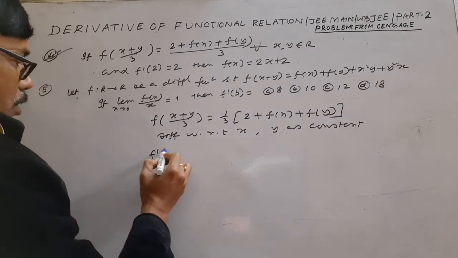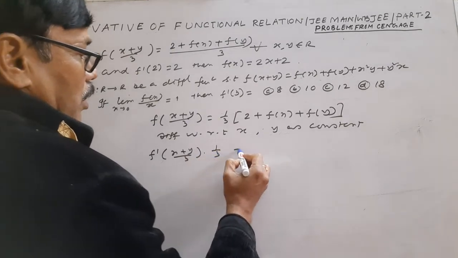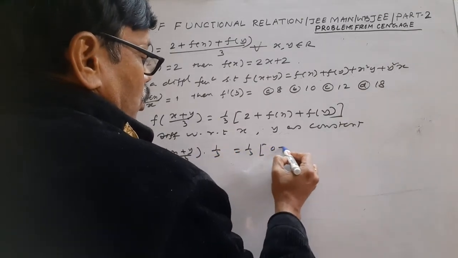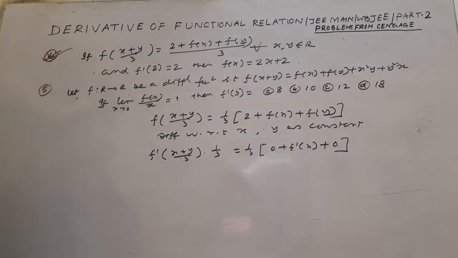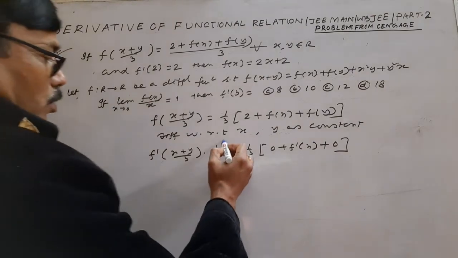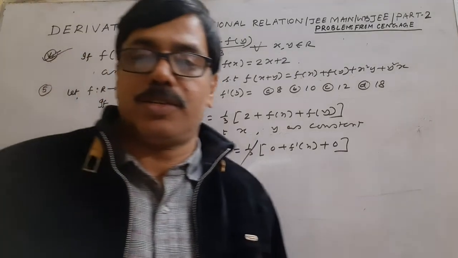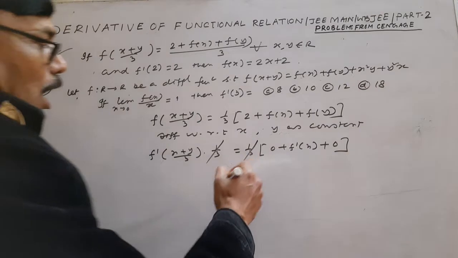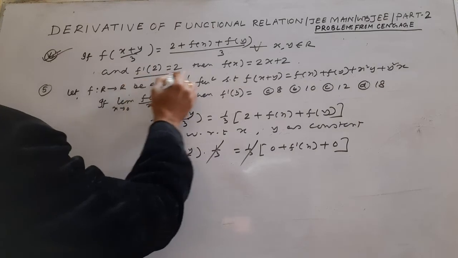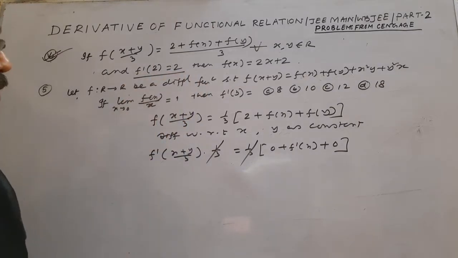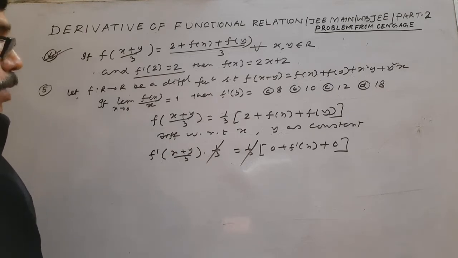So f'((x + y)/3) into 1/3, the 1/3 unchanged, equals 0 plus f'(x). This is constant. So the 1/3 cancels out. Now we have already stated this. So f'(2) is given. f'(2) is 2. So f'(2) is 2. We have to find f(x).